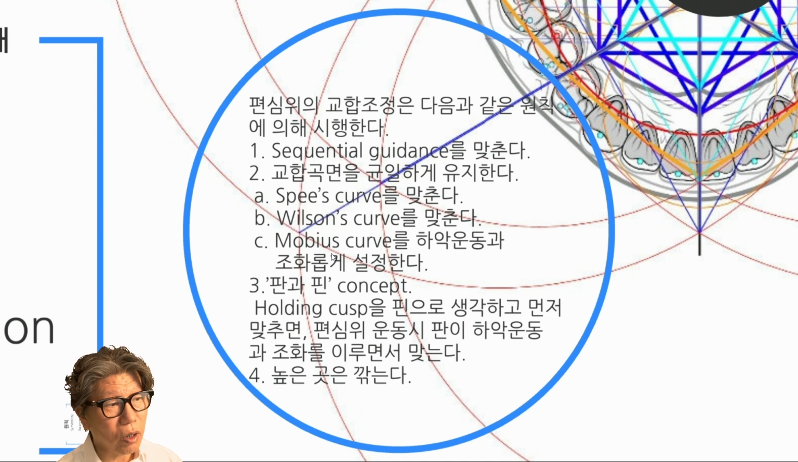Holding cusps move along the occlusal surface. So, you need to adjust this uniformly using the plate and pin concept to achieve good harmony. Thus, you need to uniformly adjust the height of the holding cusps and the occlusal surfaces, which results in various types of eccentric guidance, proportionally. So it can result in canine guidance, group function, unilateral or bilateral balanced occlusion, or fully balanced occlusion. Therefore, the concept of uniformity was more important.